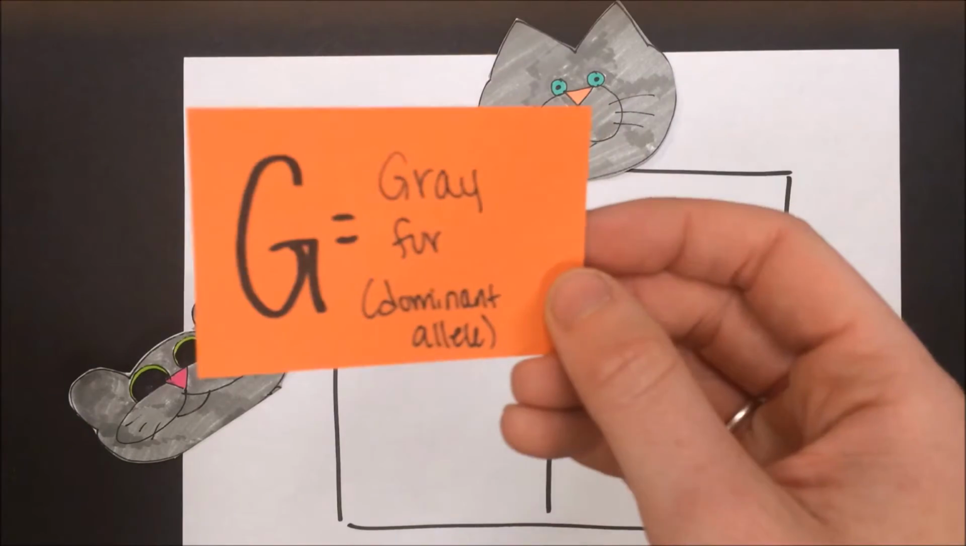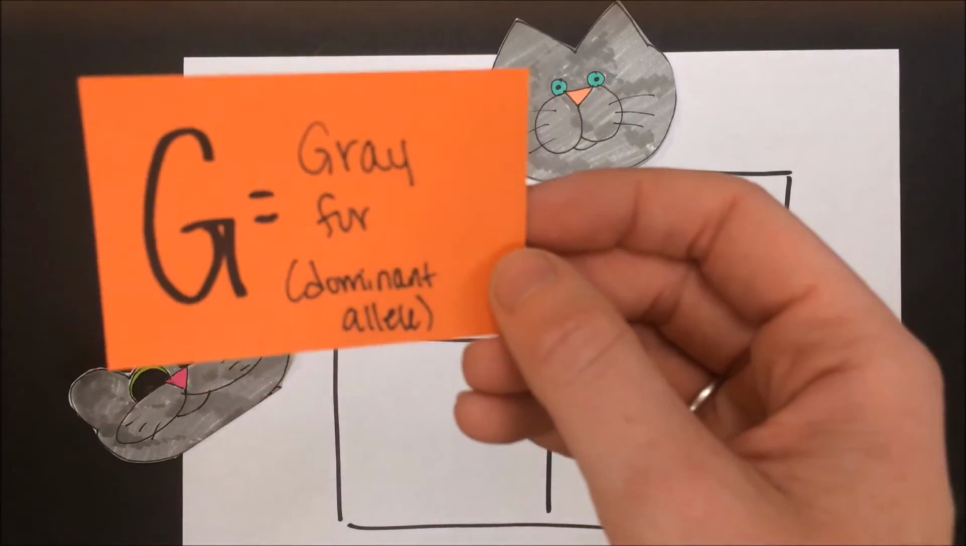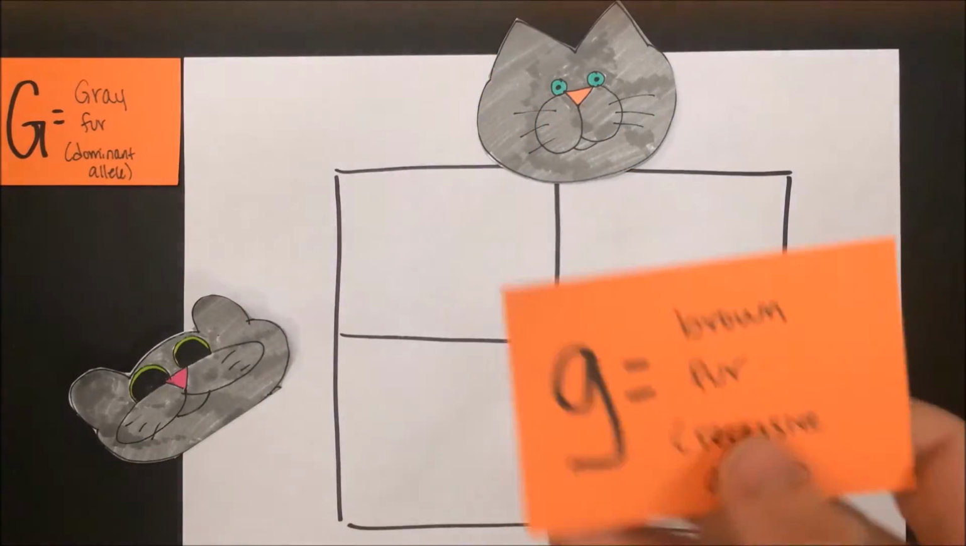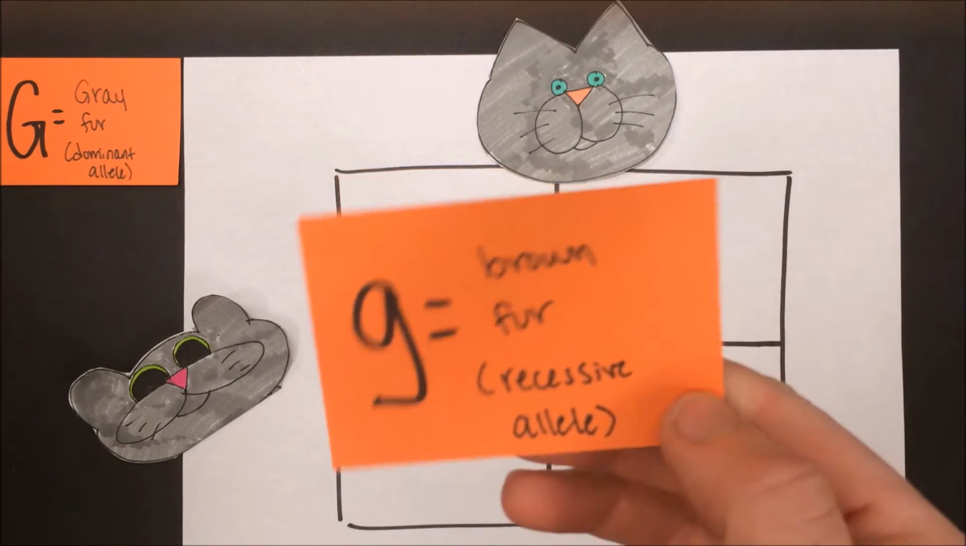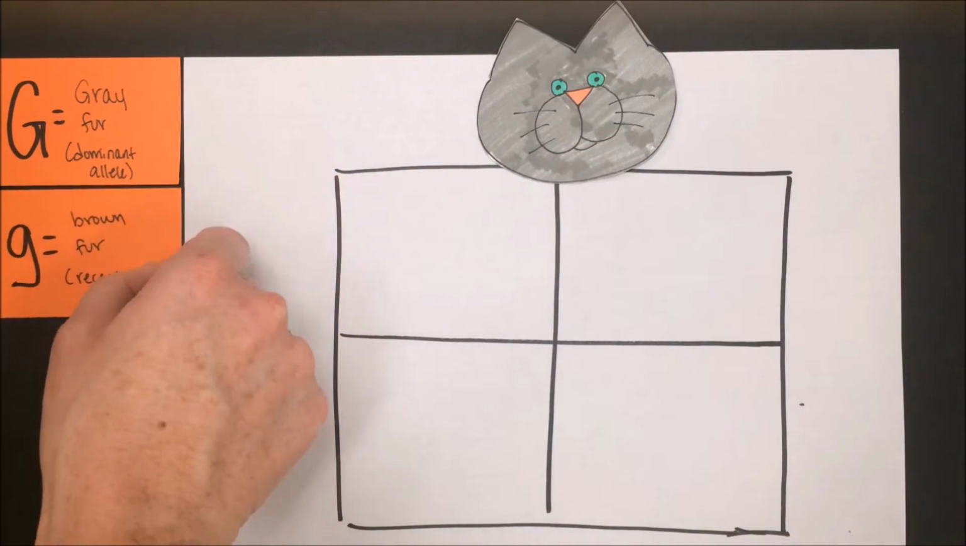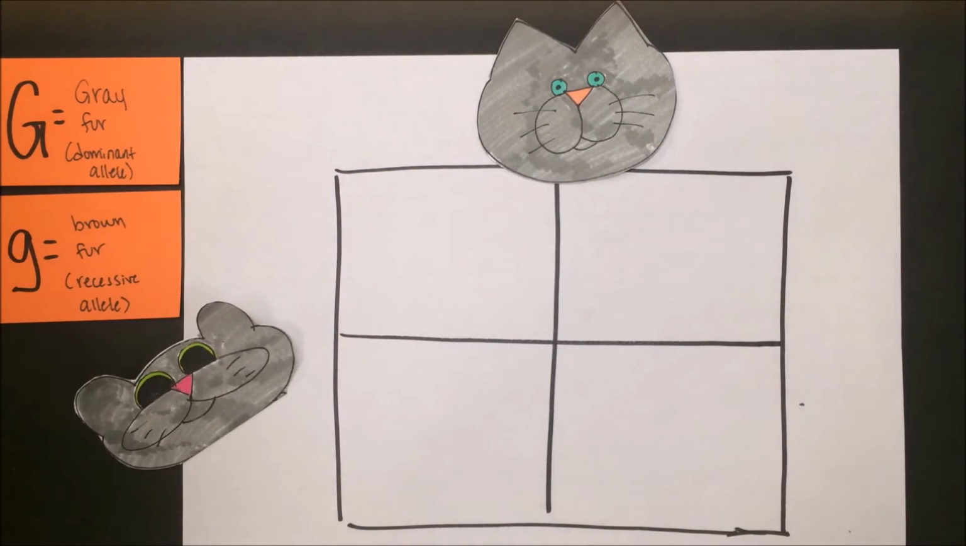Let's let the letter capital G represent the dominant trait for gray fur. Let's let the lowercase g represent brown fur, a recessive allele. Now, neither of these parents have brown fur that we can see with our eyes in their phenotype, but it's possible that they're carriers of this recessive trait, this recessive allele for brown fur.